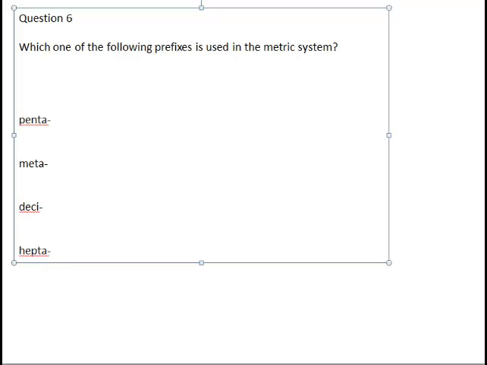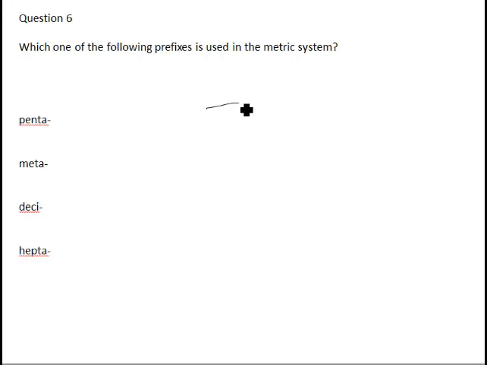In the prefix system, in this case we're talking about the ones that go in front of, say, the base unit, gram. So penta's not there, meta's not there, hepta's not there. Deci is one of them. And so that would be the kind of thing you're looking for. It could be one where I ask you which one is not. So you just need to know those prefixes.